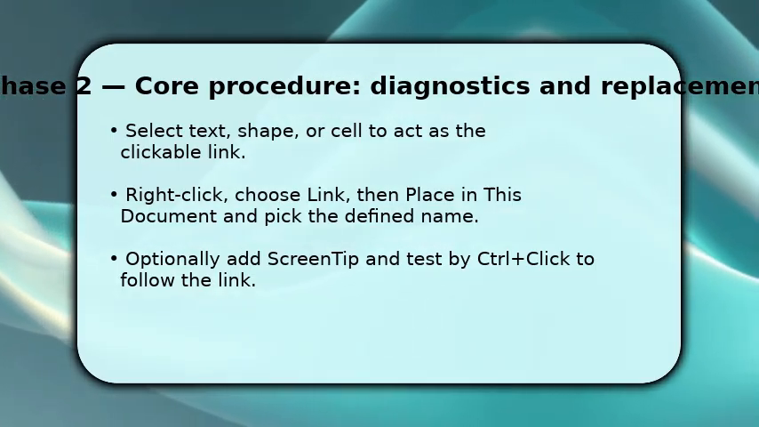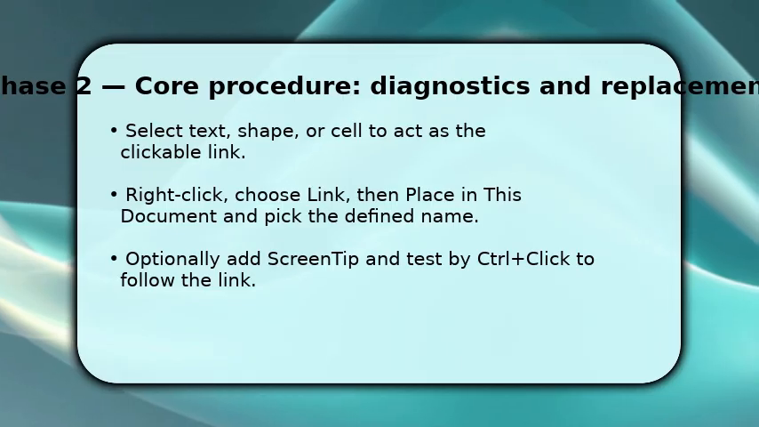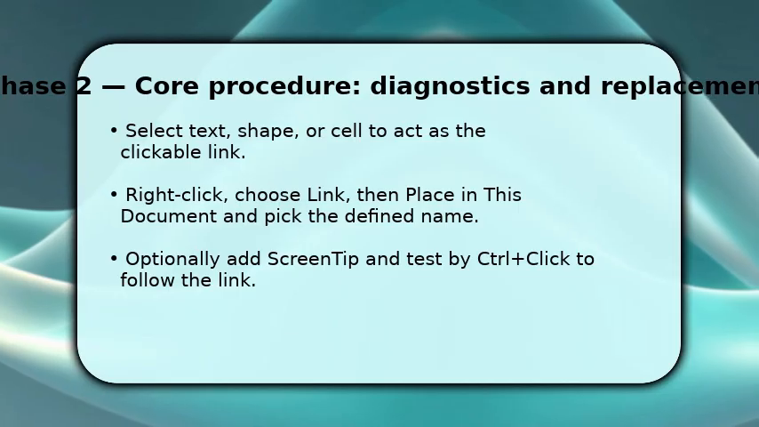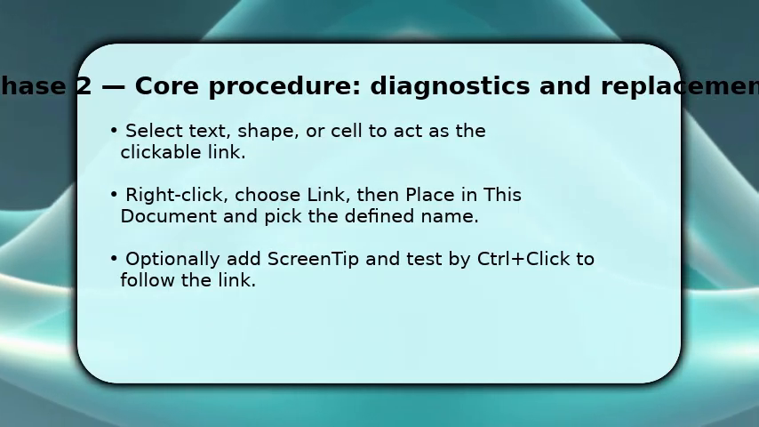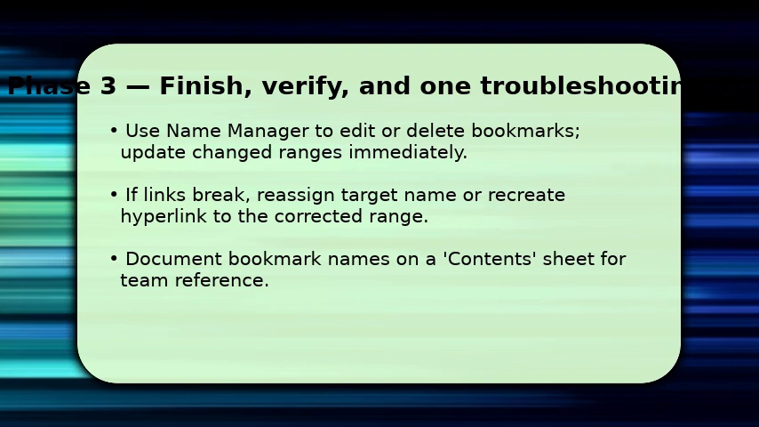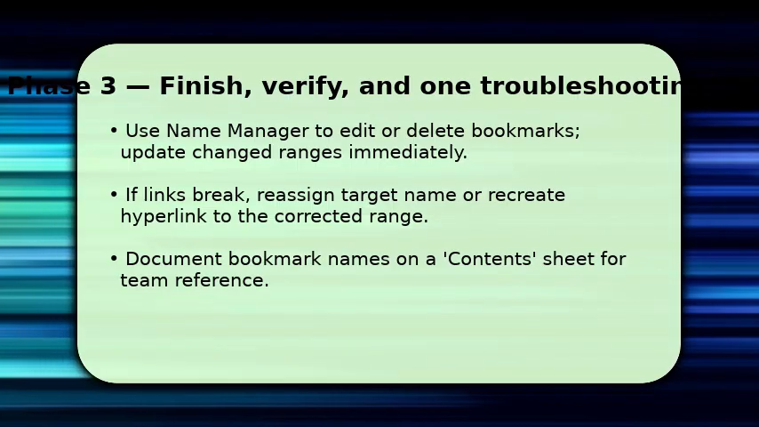If you want multiple bookmarks, repeat. Consistent naming makes navigation predictable and maintainable as your workbook grows. Finish by organizing and testing all bookmarks. Open Formulas, Name Manager to edit targets or remove obsolete names, then update any hyperlinks that point to them. Make sure sheet names didn't change. If they did, reassign the link to the current range.